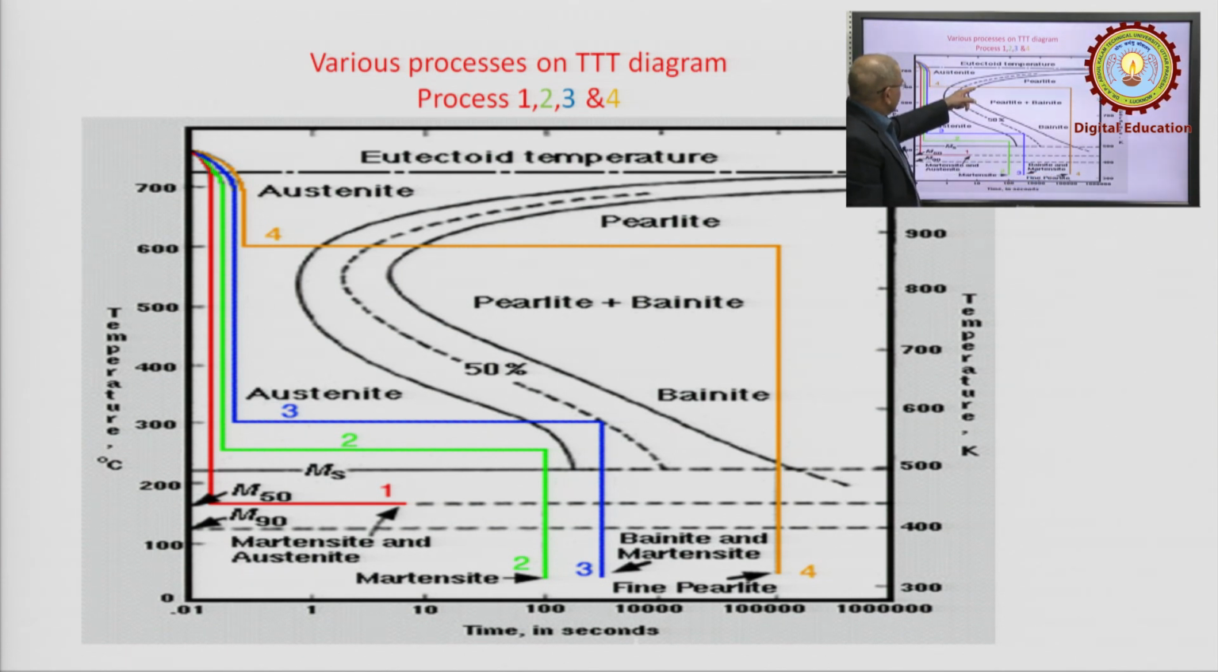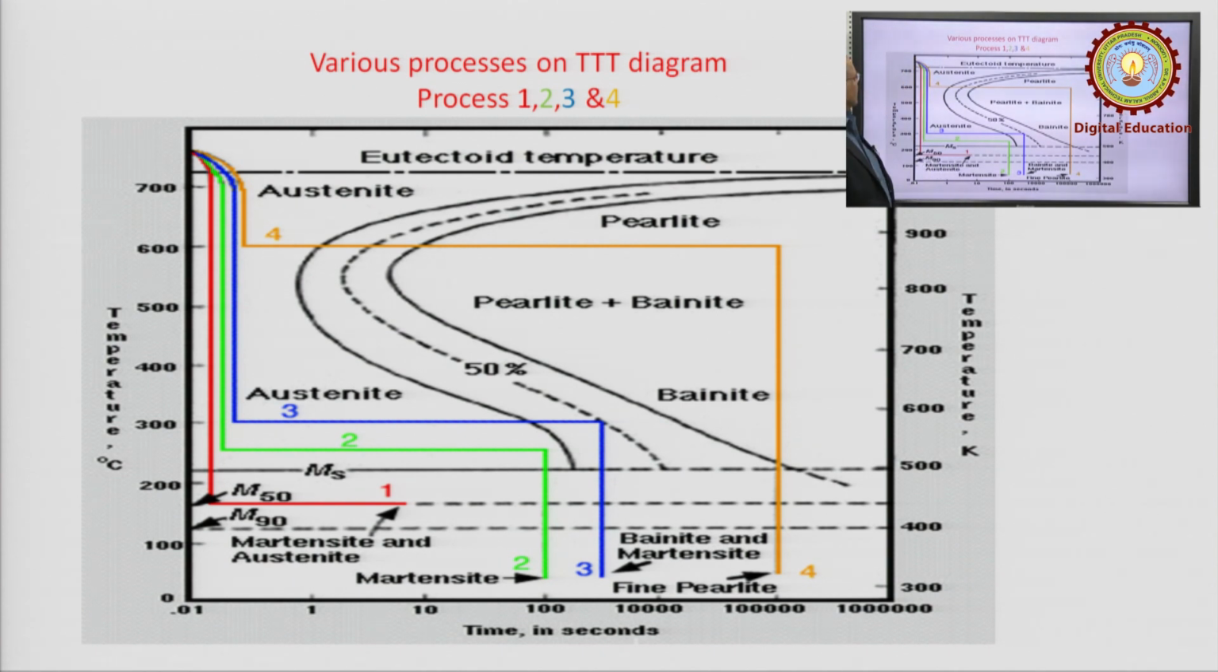When this curve has been reached, beyond that there is no transformation, because transformation has completed here and it started here. That means, in case of this process, from here to here is the incubation period, and from here to here the transformation is starting, finishing. After that there is no change in its microstructure and the austenite has been completely transformed into fine pearlite.